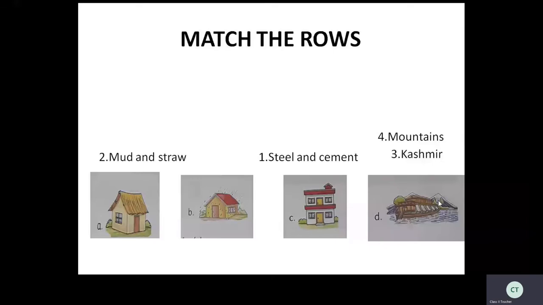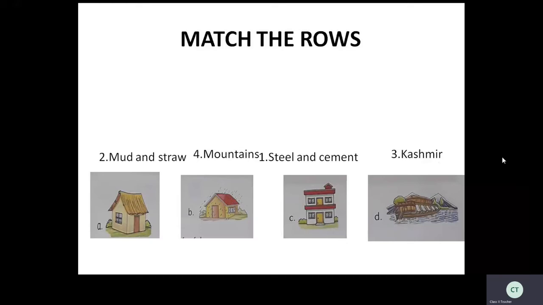Then next, mountains. What would be the answer, children? Yes, one is left, B, isn't it? So, on the mountains, we can see sloping houses. See here, the roof of the house is sloping. So, we can see on mountain sides, slope roof type of houses.